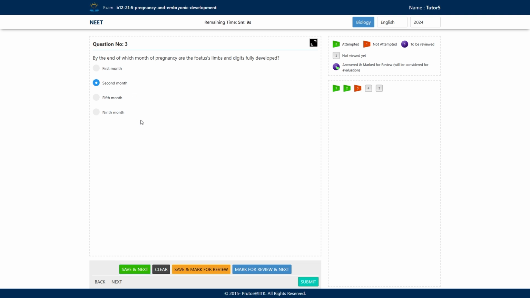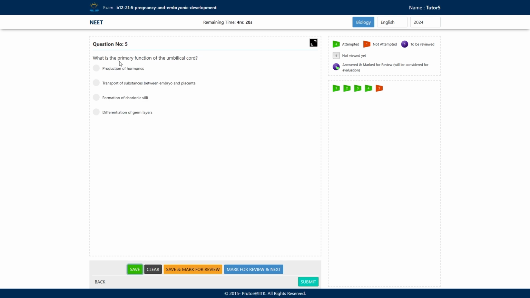The correct answer will be second month. The limbs and digits develop fully during the second month. During the first month, the heart will develop, and in the ninth month, the entire fetus is developed. Next question: which hormone is secreted by the ovary in the later stage of pregnancy? The answer here is relaxin. Relaxin is the correct answer.